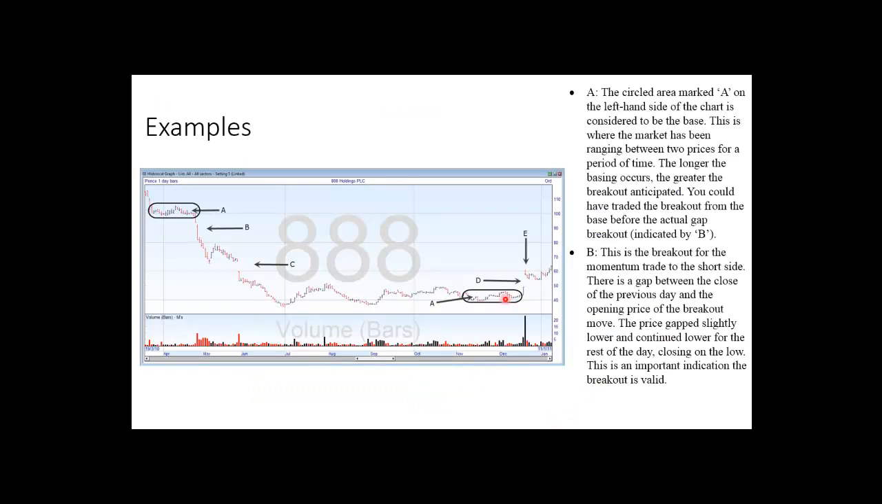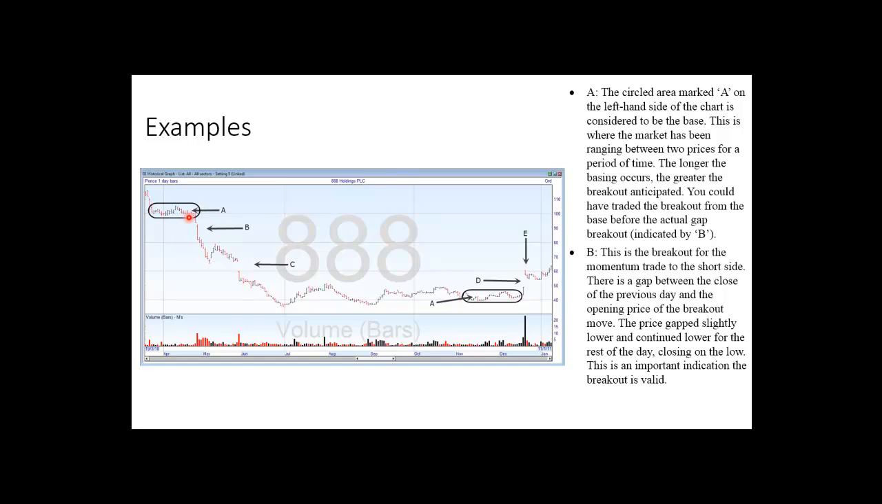Okay, let's look at this one. What we've done here at point A is we've circled an area marked A on the left-hand side of the chart, and this is considered to be a base, because the price has been trading within a range, and it's formed a bit of a base, as you can see. It's gone boom, boom, boom, boom. This is where the market has been ranging between two prices for a period of time.